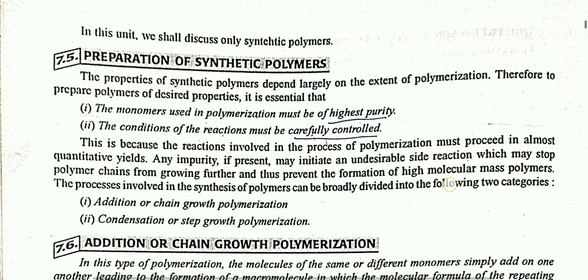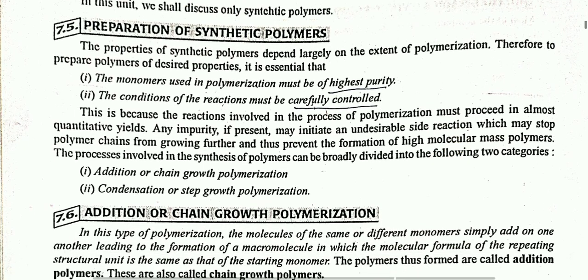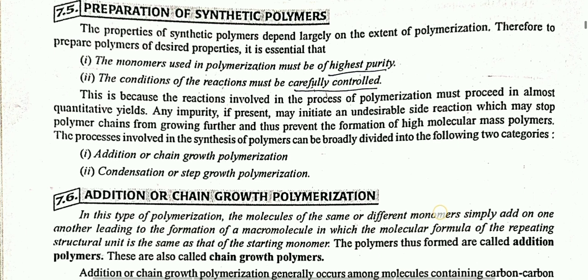The condition of reaction must be carefully controlled. This is because the reaction involved in the process of polymerization must proceed in almost quantitative yields. Any impurity, if present, may initiate an undesirable side reaction which may stop the polymer chain from growing further and thus prevent the formation of high molecular mass polymers.